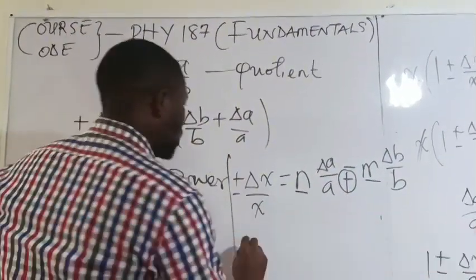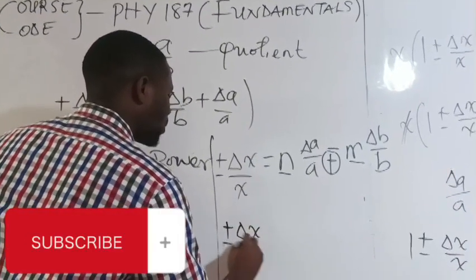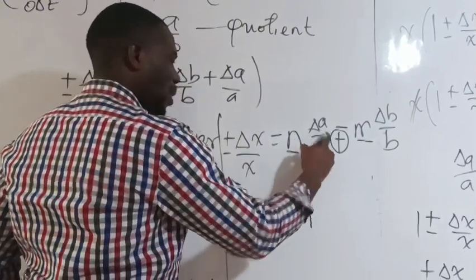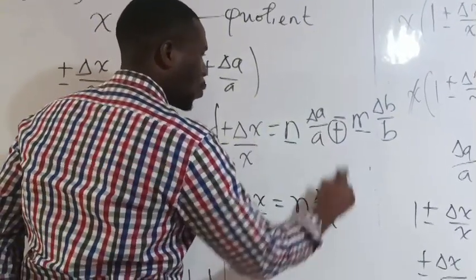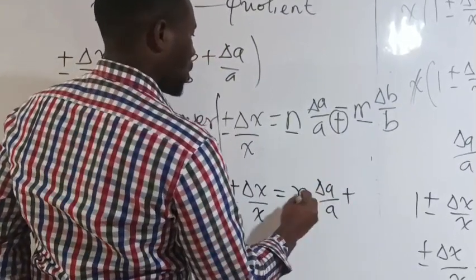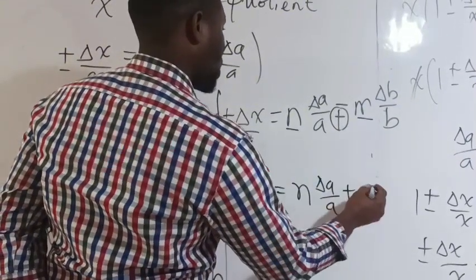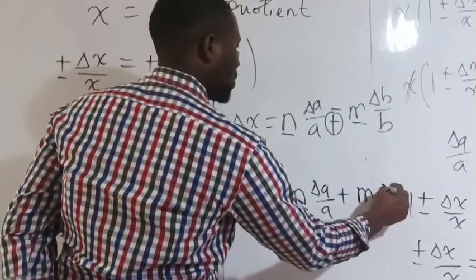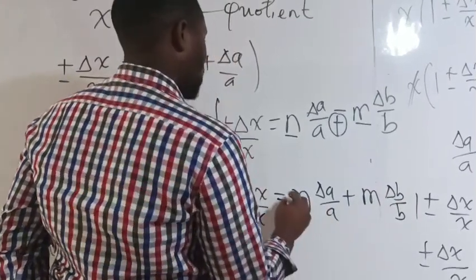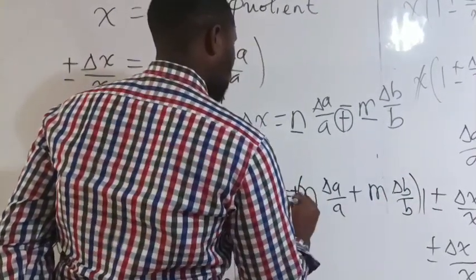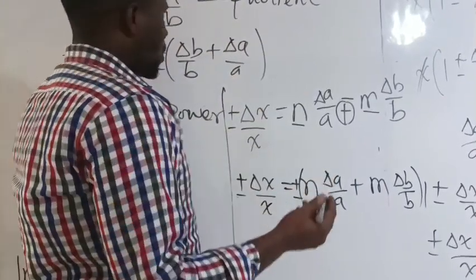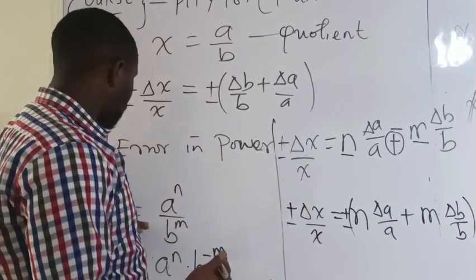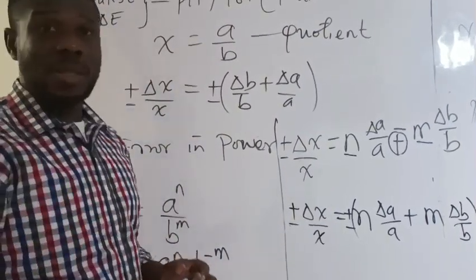So this finally boils down to the fractional error in quantity x, which is the power of quantity a times its fractional error, and I will pick the positive parts, plus the power of quantity b times the fractional error in quantity b. And of course, I could stick in a plus or a minus here. So this is for when you have the quotient of two quantities, and they are raised to a power.